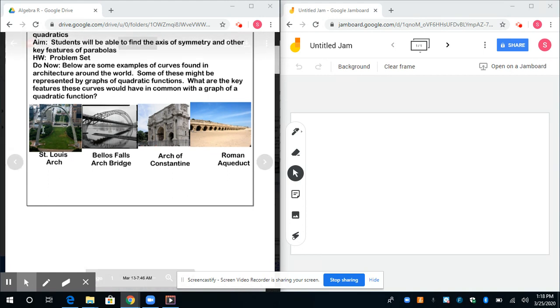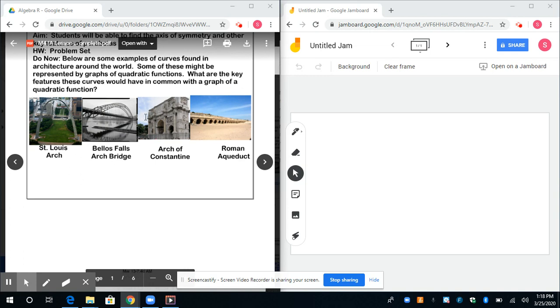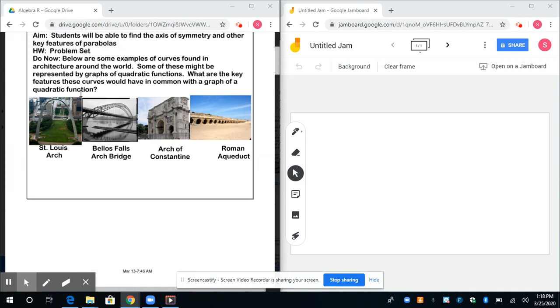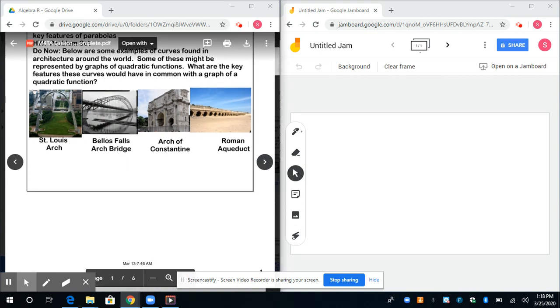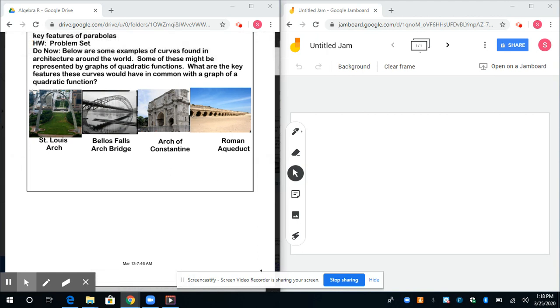So below are just some real world examples of, like, arches. And we know that a parabola is a quadratic. It looks like a U or an upside down U, depending on the type of quadratic. So we know they have a curve. You remember some of this from 8th grade. There's an axis of symmetry. The values in the table are symmetrical.